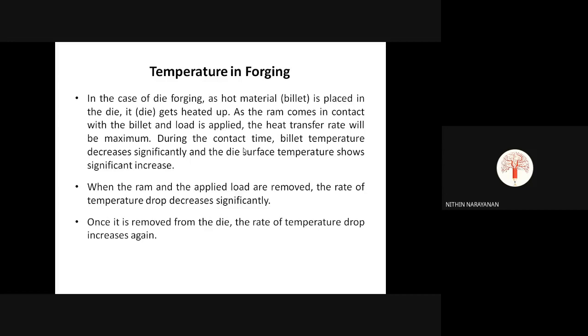In the case of die forging, as a hot material is placed in the die, it gets heated up. As the ram comes in contact with the billet and load is applied, the heat transfer rate will be maximum. During the contact time, billet temperature decreases significantly and the die surface temperature shows significant increases. When the ram and the applied load are removed, the rate of temperature drop decreases significantly. Once it is removed from the die, the rate of temperature drop increases.